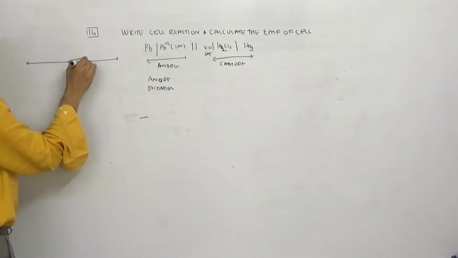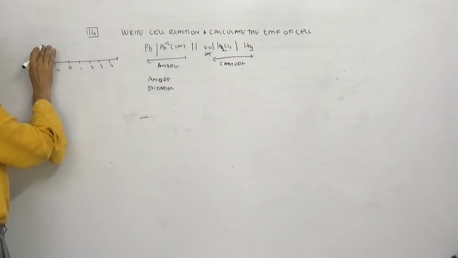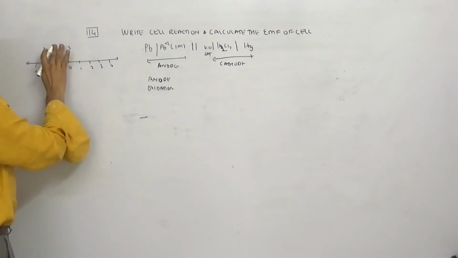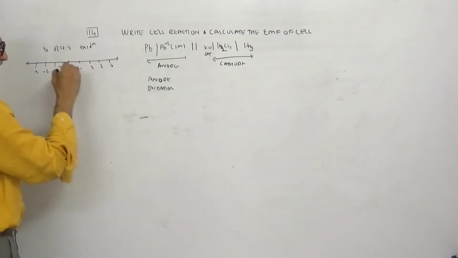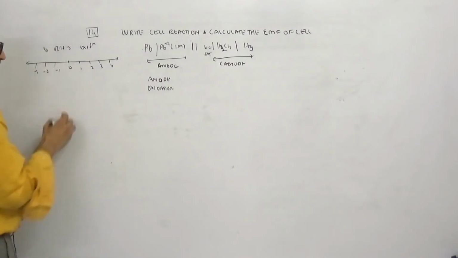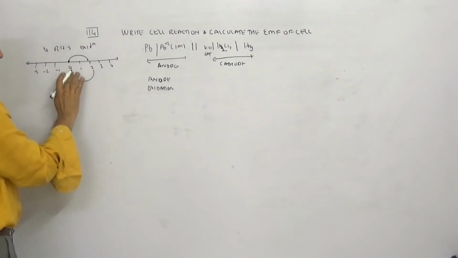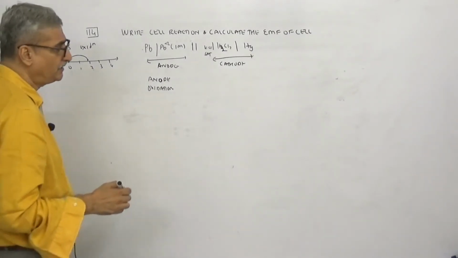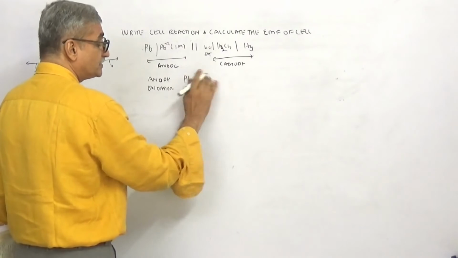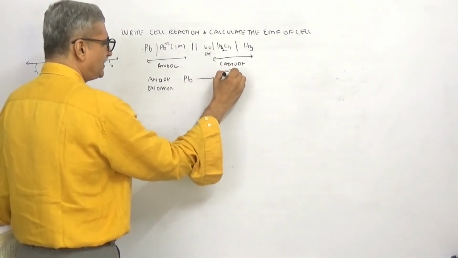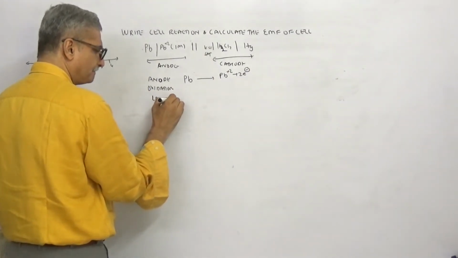So we have 0, 1, 2, 3, 4, minus 1, minus 2, minus 3. So when the change in oxidation is on the right hand side, that represents oxidation. So in this case, this is anode, we need the oxidation reaction. So lead is 0 to 0 plus 2 is oxidation and plus 2 to 0 is reduction. So since we are looking for oxidation, the reaction will be Pb forms Pb plus 2 plus 2 electrons. Cathode is reduction.